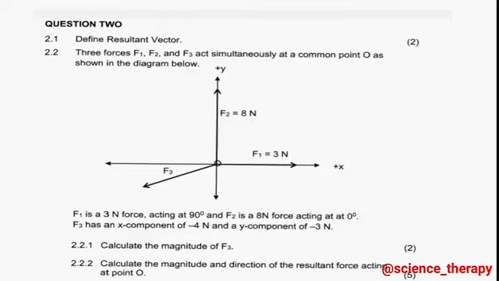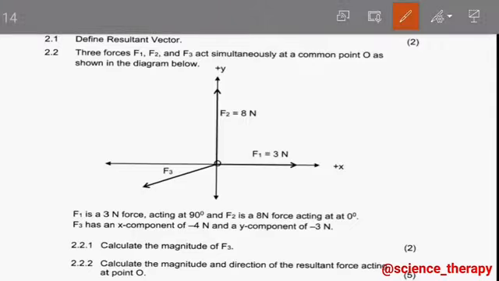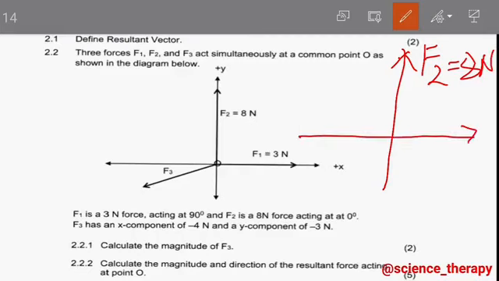So 2.2.1 says calculate the magnitude of F3. Now we are looking for the magnitude of F3. So the first thing we are going to do is try to resolve this with its components. Now we have F2, that's 8 newtons. We have F1, that's 3 Newton. But remember, we've been given the components of F3.